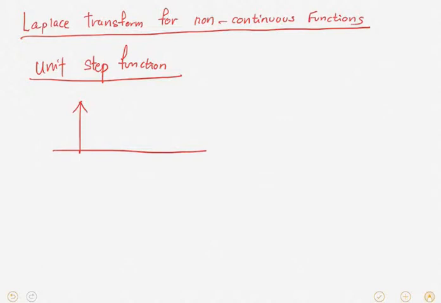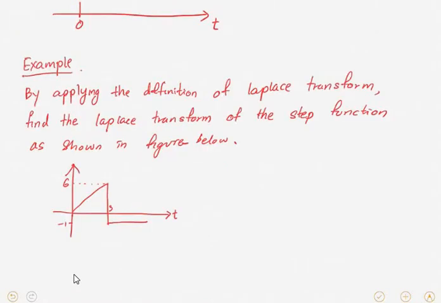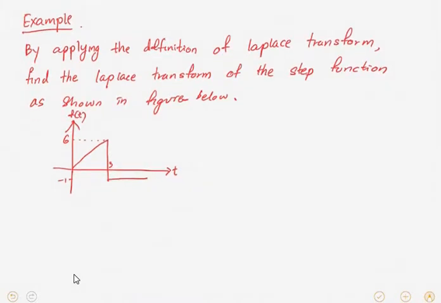Okay, for example, unit step function we name it as u(t), and then u(t) is from 0 to infinity, so it's the unit step function with the x-axis is t. Okay, now let's look at the example. By applying the definition of a Laplace transform, find the Laplace transform of the step function as shown in this figure. So this one is f(t), and then you have this kind of function.